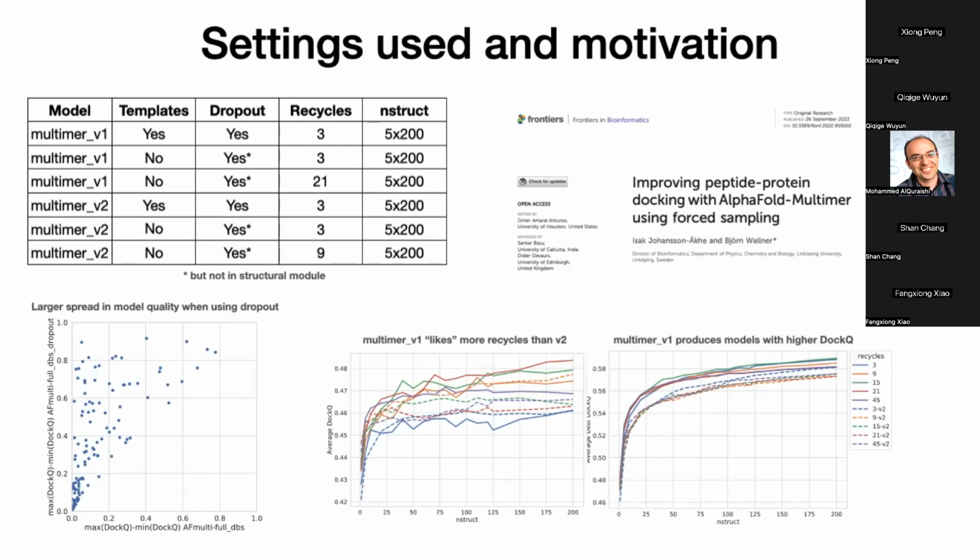And we wanted to use dropout since this is just the difference between the maximum and the minimum generated models. So we get a larger spread of model quality when using dropout, which we wanted. So we use that for all.